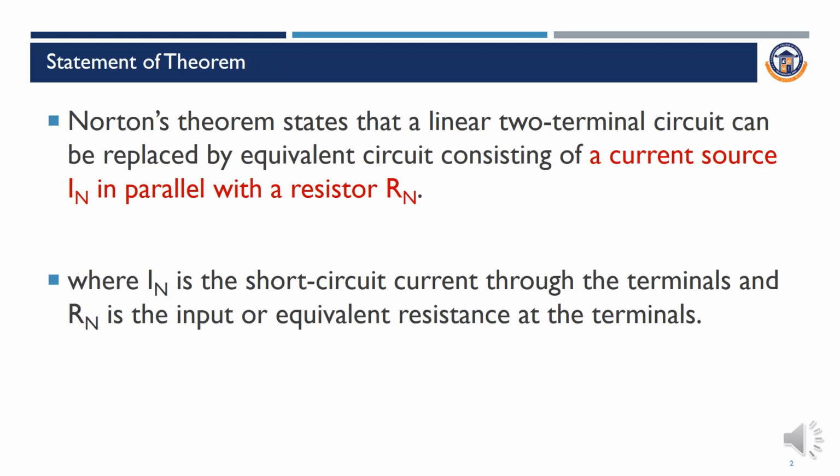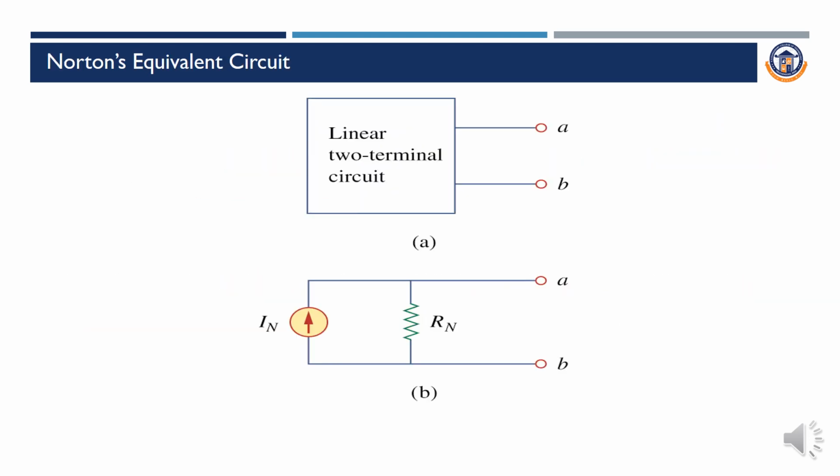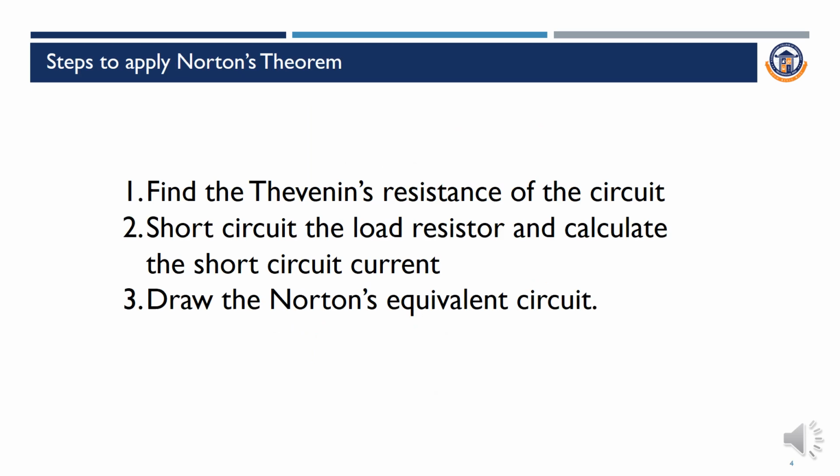Here, any two-terminal network, as shown in figure A, that is any two-terminal circuit which has the two terminals A and B, can be replaced by an IN, that is short circuit current or Norton's current, in parallel with the Norton's resistor, which is also called Thevenin's resistance, that is RTH, in between the terminals A and B. This is the Norton's equivalent circuit.